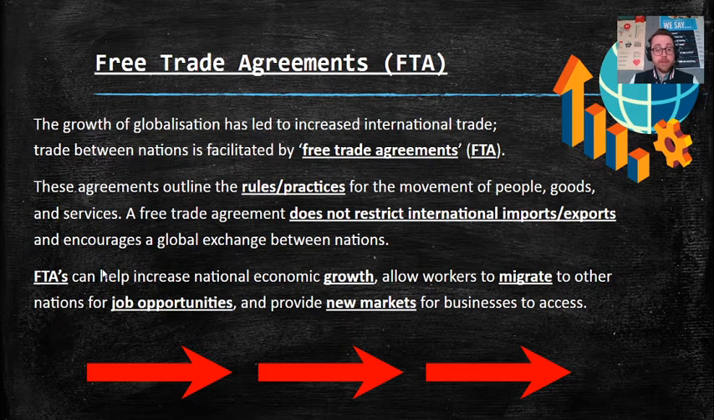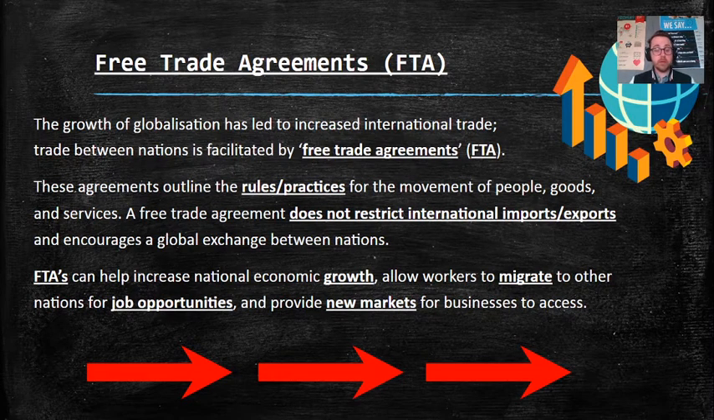So, FTAs can help increase national economic growth. If I'm selling more things, if I'm buying more things, my economy is going to improve. It allows workers to migrate to other nations for job opportunities. Part of an FTA is not just the movement of goods, but people. It means that if Australia and New Zealand sign an FTA, I can go work in New Zealand and get paid to work in New Zealand at a different job. And it provides new markets for businesses to access. It means that businesses don't just sell things in one country, they can sell things around the world.